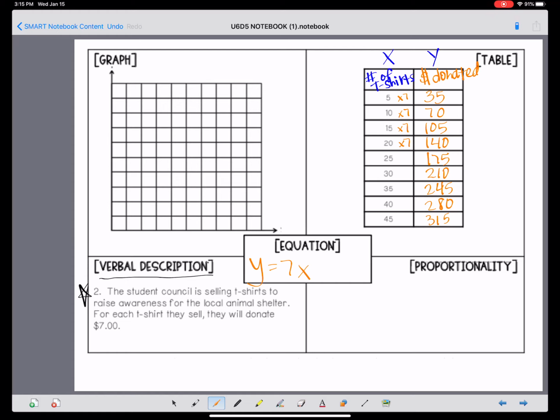So we have our equation, we have our table, and we have the verbal description. We just need to write why this graph is proportional, but we haven't even graphed yet, so let's go ahead and do that. My X value is along the bottom, my Y value is along the top. My X value is titled number of t-shirts. So I'm just going to say number of t-shirts. Sorry, that looks so bad. And my Y value says money donated. So let's go ahead and write out money donated.